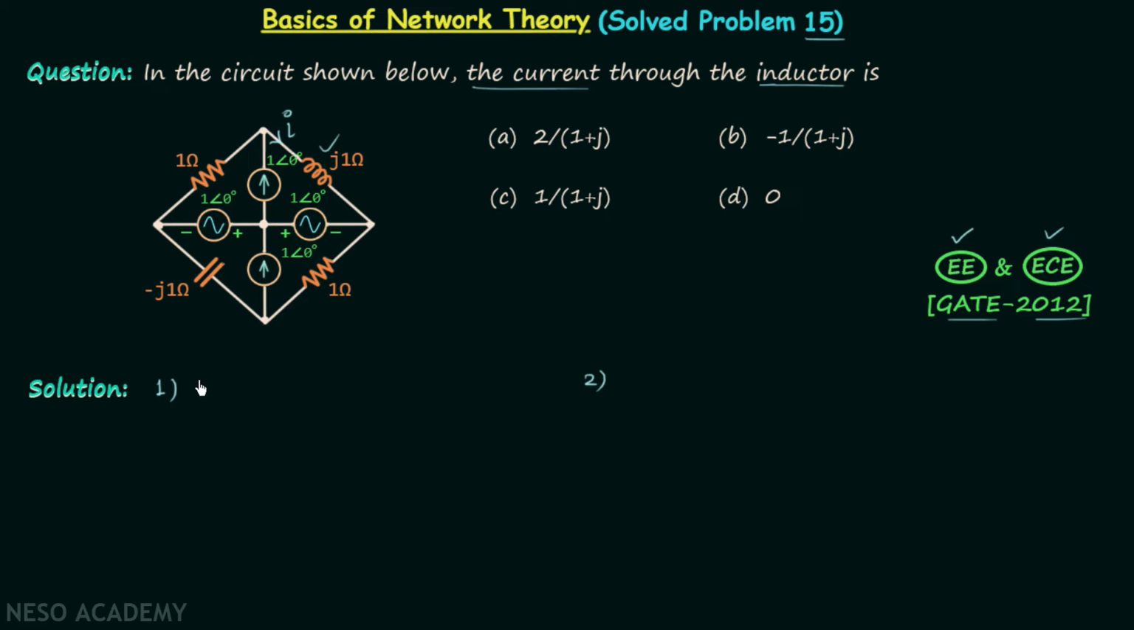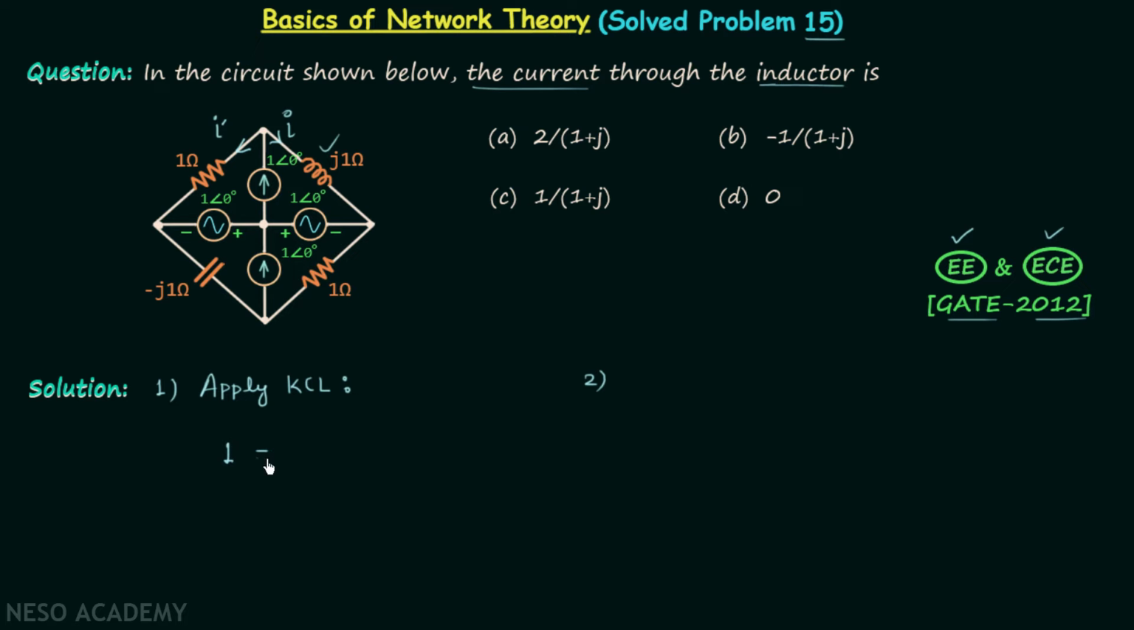In step number 1, we will apply KCL to find out the current through the 1 ohm resistor. Let's say the current through this resistor is I prime. Then according to KCL, 1 will be equal to I prime plus I.